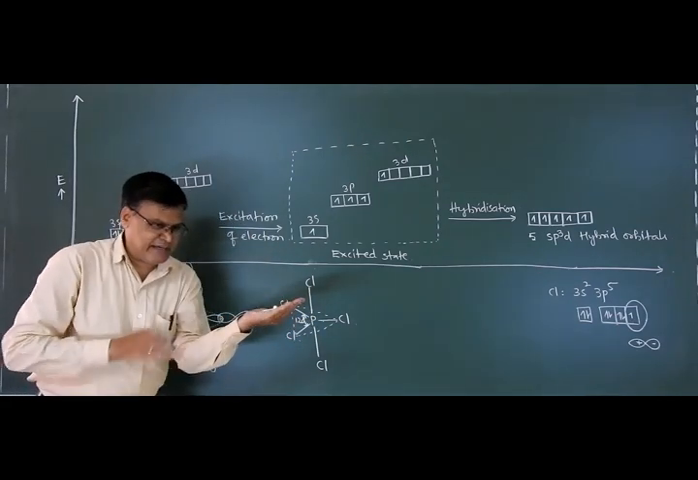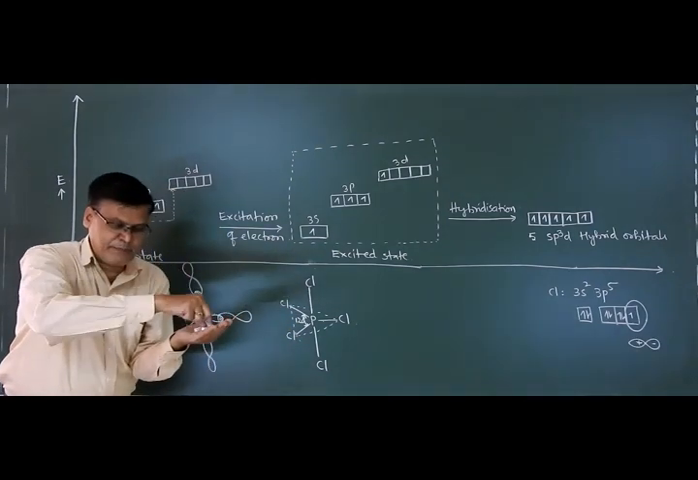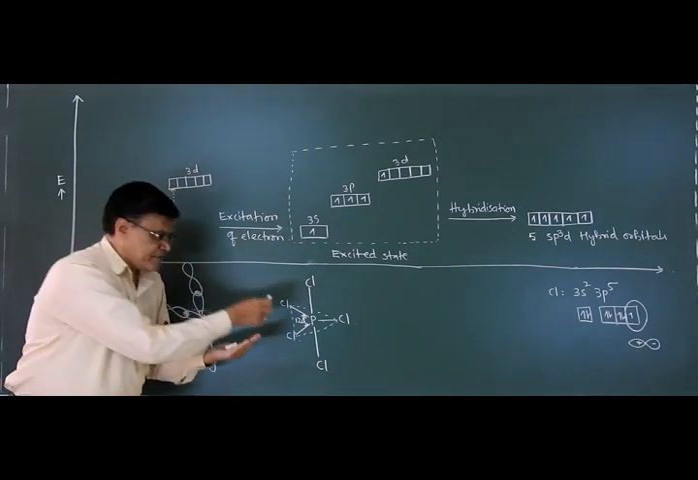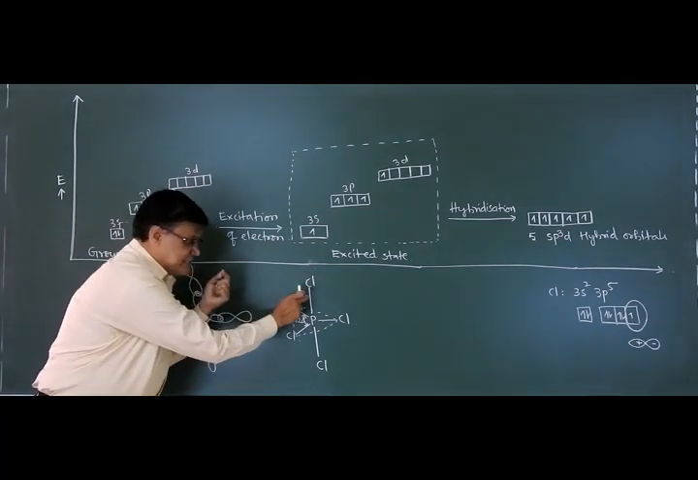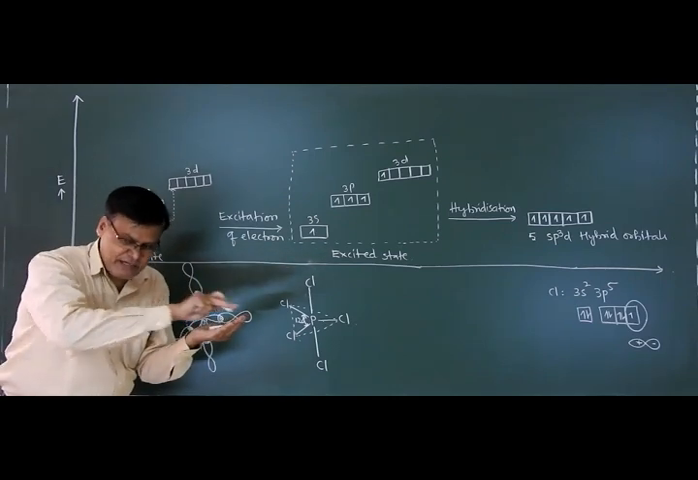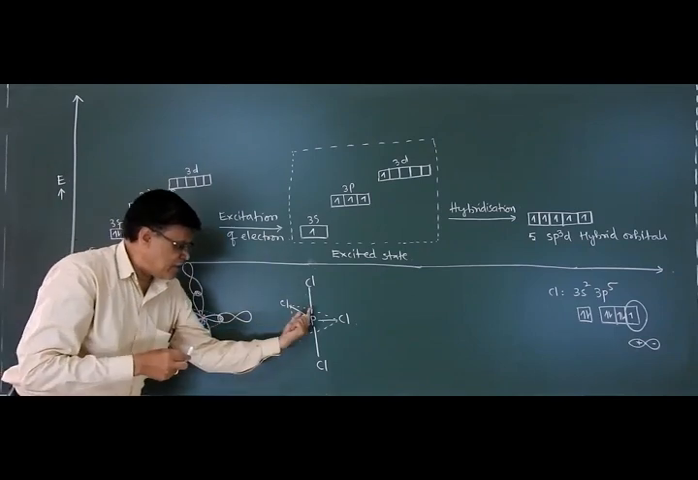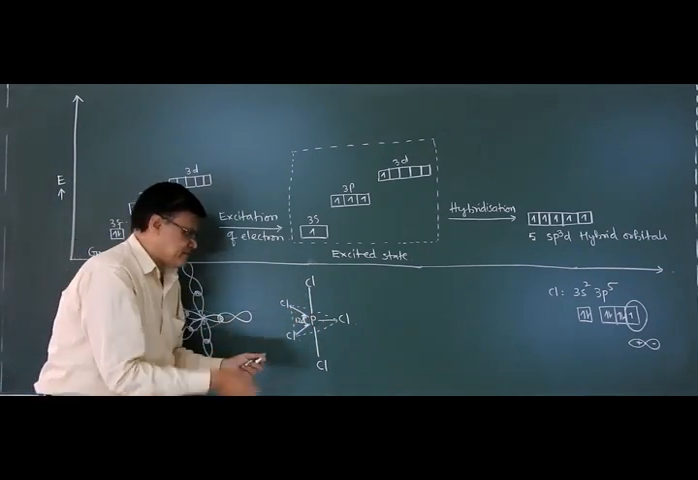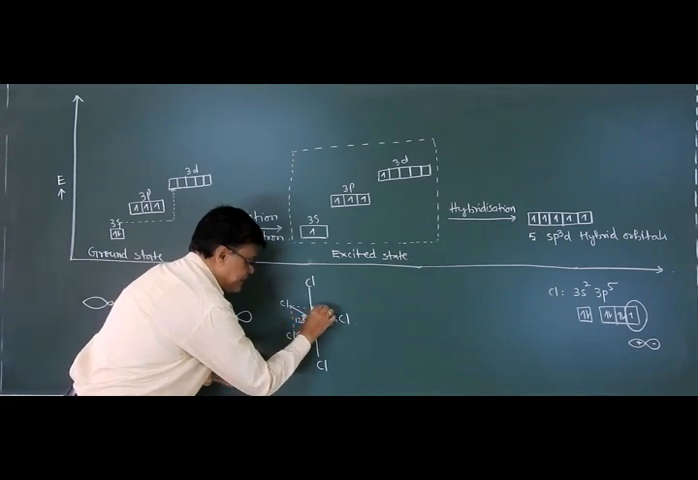Now see, this is a triangle. This bond is present above the plane, like this. This bond is present below the plane, like this. This means these bonds are perpendicular to the bonds present in the triangle. So what bond angle should you expect? 90 degrees. The bond angle is 90 degrees.